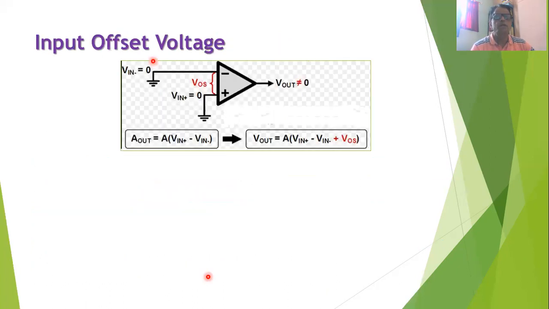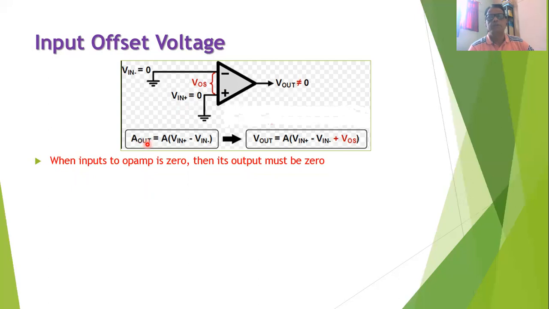Now let us go for understanding what we mean by the input offset voltage of the operational amplifier. Suppose we have been given an operational amplifier and both the inputs are connected to the ground. That is, the inverting input is connected to the ground and the non-inverting input is also connected to the ground. So when both the inputs are grounded, naturally we can expect the output to be equal to 0. But in practice, you will find that the output will not be equal to 0, and this is because of some voltage that is present between the input terminals of the operational amplifier.